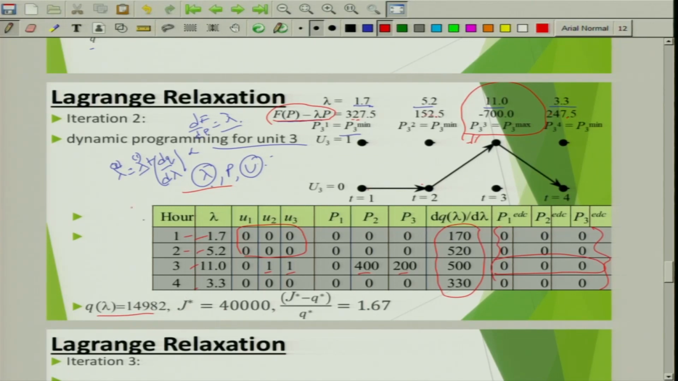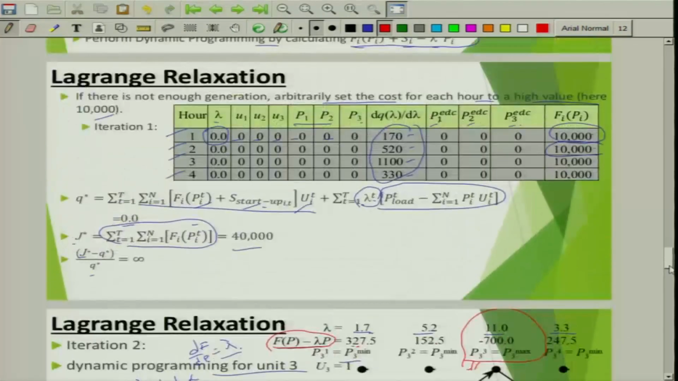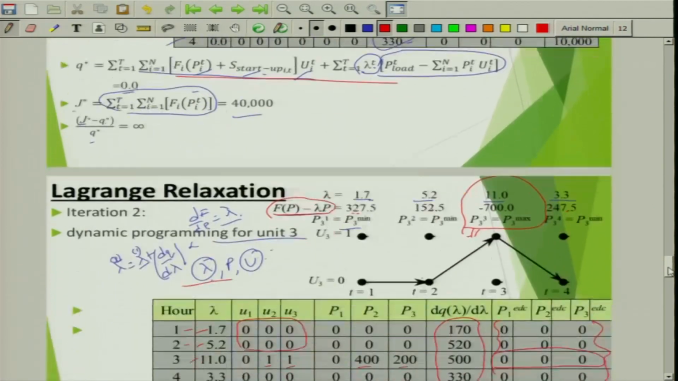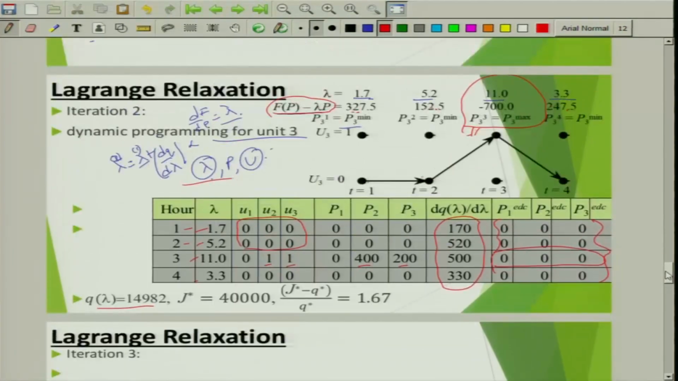Similarly, what you got in the previous one, here you use this expression, obtain Q of lambda. Earlier you got 0, but since now there is some generation, you get a different value. It is not 0, you get the value of Q of lambda. But because we are not considering all the generators to be on, the fuel cost is high, because now we are not turning on, you get the value of J star as 40,000. Now J star minus Q star is some value, 1.67.